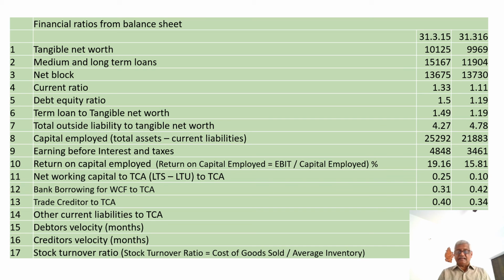Then bank borrowing to working capital, bank borrowing for working capital finance to total current assets, trade creditors to total current assets, other current liabilities to total current assets, debtors velocity: how many months of credit on an average the company gives to its buyers to make payment. Similarly, creditors velocity: how many months of credit the company gets on making purchases. Then stock turnover ratio. It is nothing but cost of goods sold divided by average inventory. Cost of goods sold is equal to cost of sales.